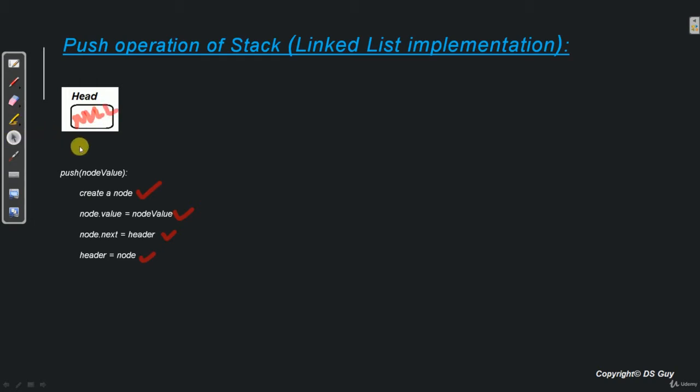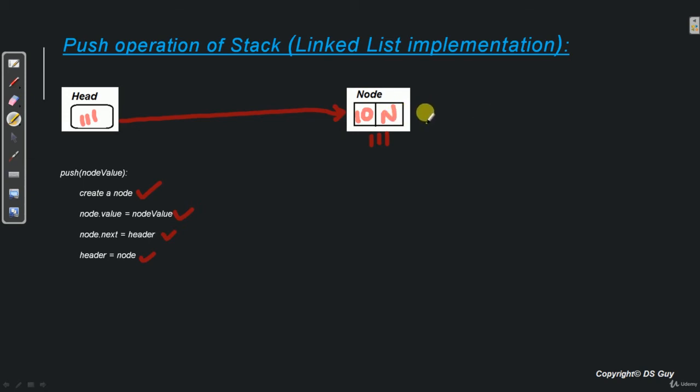Next, we create a blank node. So here we have the node. Let's say we insert a value 10 in this. Then we say node.next is equal to head. So right now head is null, so we'll put null over here. And finally header is equal to node. So header will now point to node. So this is how the stack will look like now. This node's address is, let's say, 111, which gets stored in the head, and head is pointing to node. Node is having value 10 and the next pointer of node is null because there are no more nodes after this.